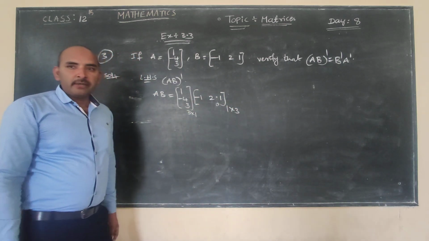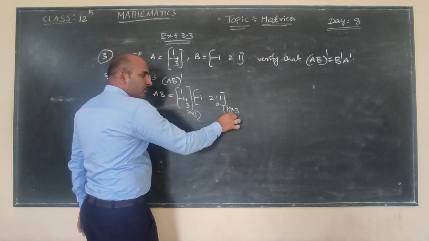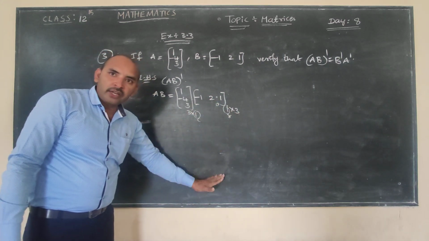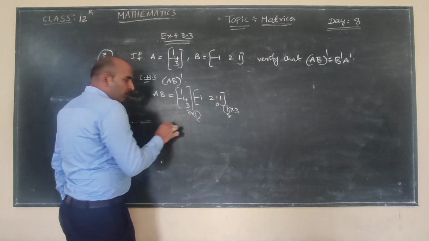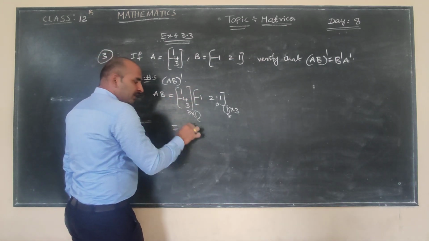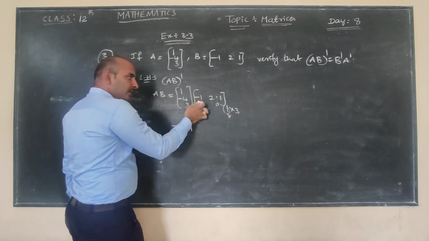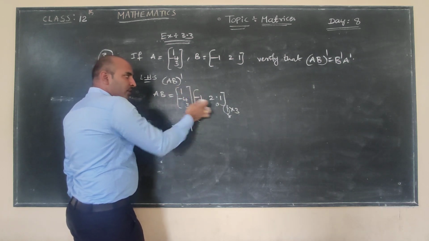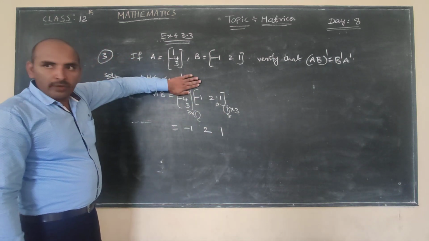So what is the actual condition? For matrix multiplication, the first matrix's columns and the second matrix's rows must be equal. Then the resultant matrix becomes 3 cross 3 only. The total result must have 9 elements. So first row into first column, 1 into minus 1, that is minus 1. Next, first row to second column, because in the first column there is only one element. Now coming to the second column, 1 into 2, that is 2. 1 into 1, 1. First row elements over.